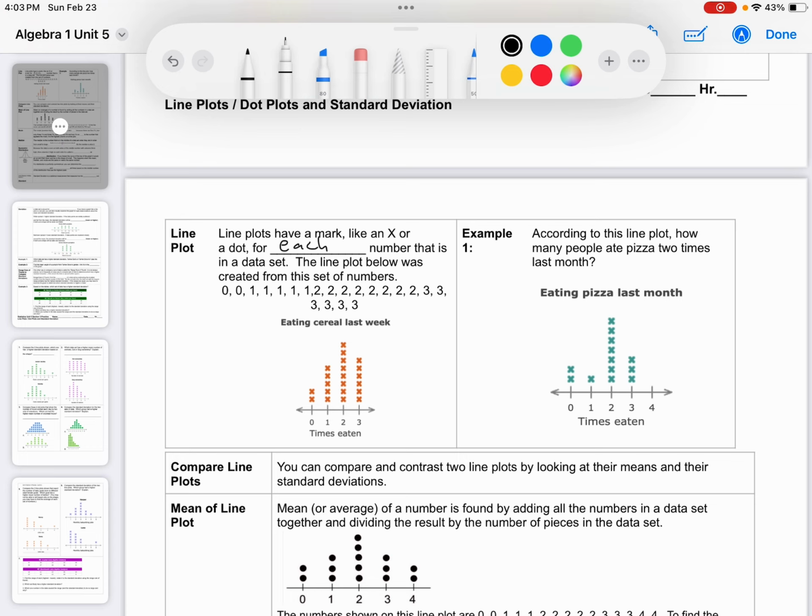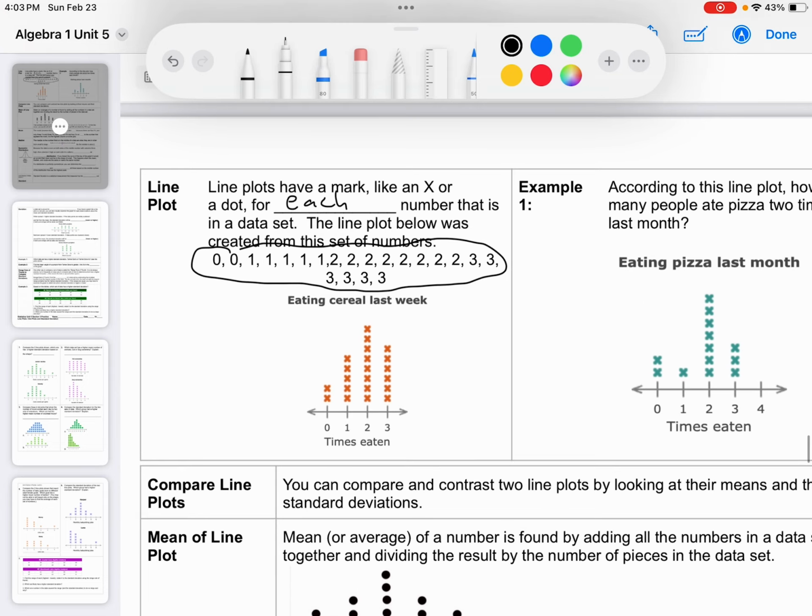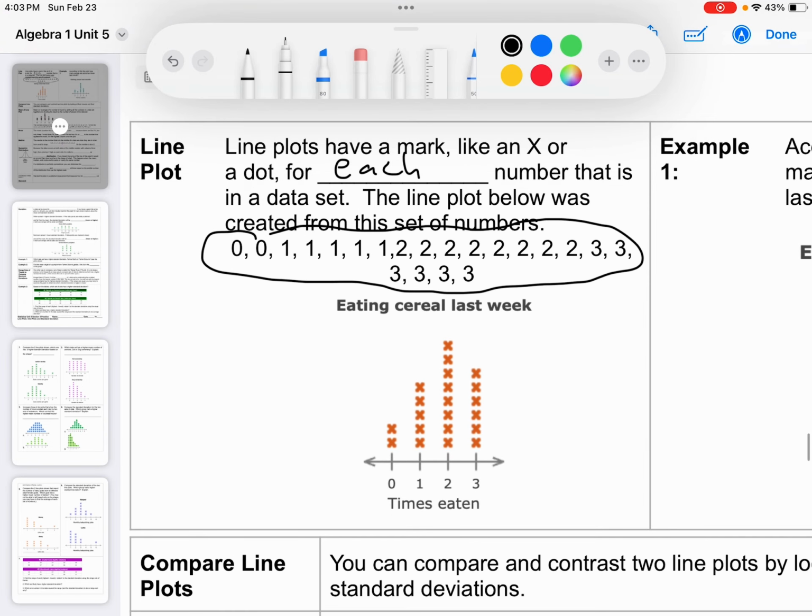The line plot below was created from this set of numbers, 0, 0, 1, 1, 1, 1, all these numbers here. So for each of these numbers, we have an X on this line plot. As you can see, there's 2 zeros, therefore we have 2 X's at 0. There's 1, 2, 3, 4, 5 ones, so there's 5 X's at 1. And that's what a line plot looks like.